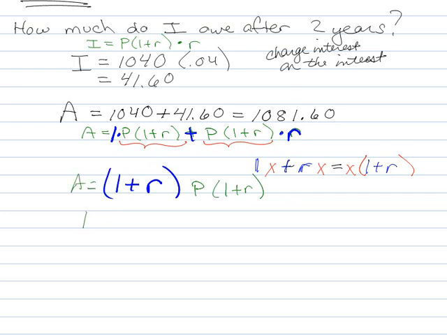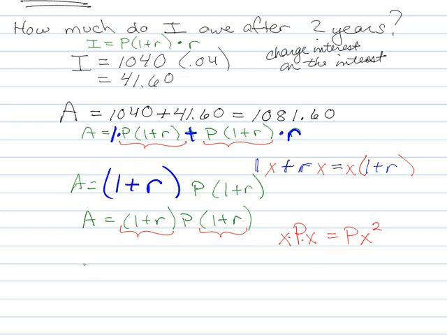Okay? So I'm just going to write it a little bit better. 1 plus r, p, 1 plus r. Now again, I'm going to make another similar statement. If I have one of these times p times another one of these, how would you simplify that? If you had x times p times x, how would you simplify that? Well, hopefully you say, I have p, and x times x is x squared.